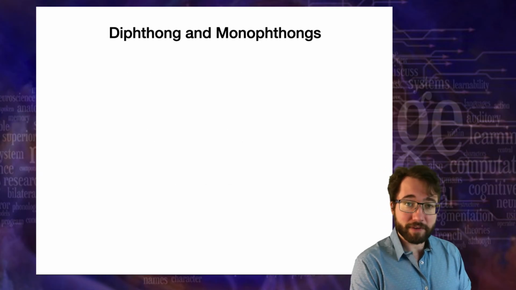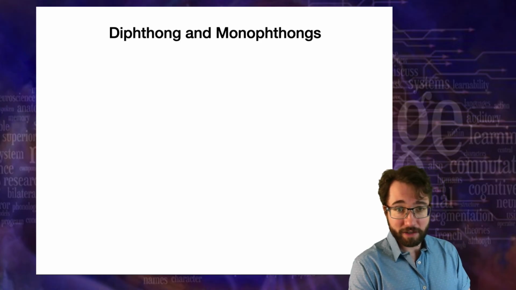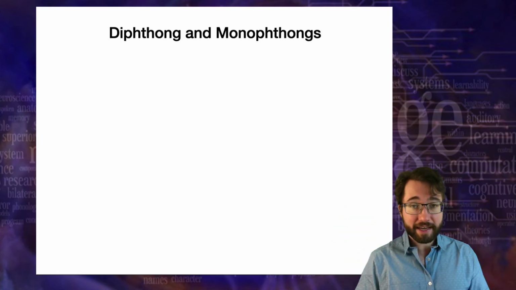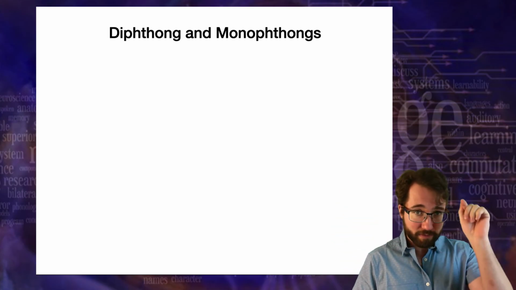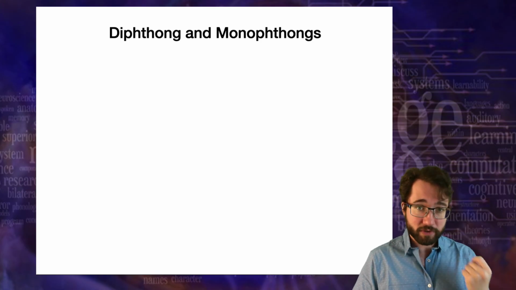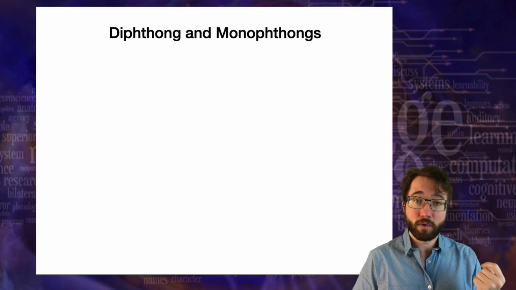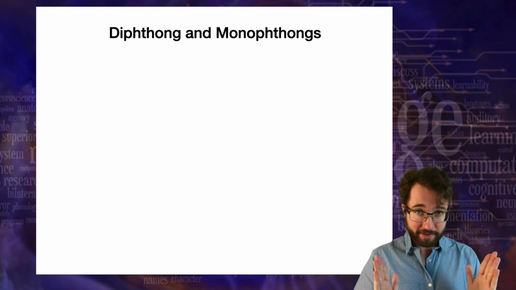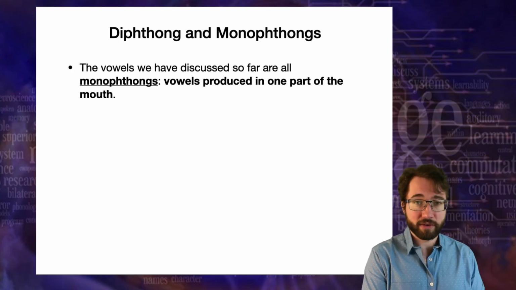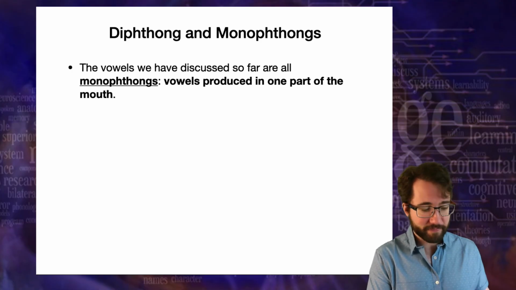Now, the vowels I've talked about so far are all single vowel sounds. Remember, the space of possible vowels is a continuous space, and the vowels I've talked about so far all just involve some point in that space. You find some point in that space, you move your tongue there, and you just hold it. You produce a sound like E or Oo. It's the same sound. Those are what are called monophthongs. A monophthong is a vowel that's produced in only one part of the mouth.